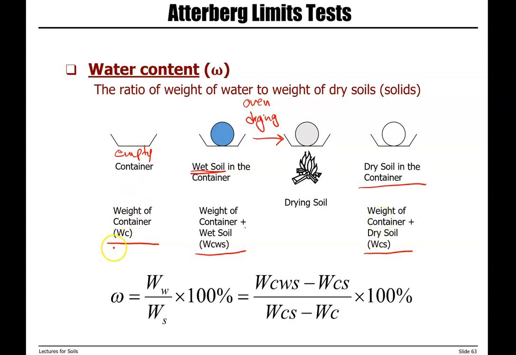Weight of container, WC, weight of container. Weight of container plus wet soil. And then we have weight of container plus dry soil. And then you use this formula to calculate water content or moisture content.